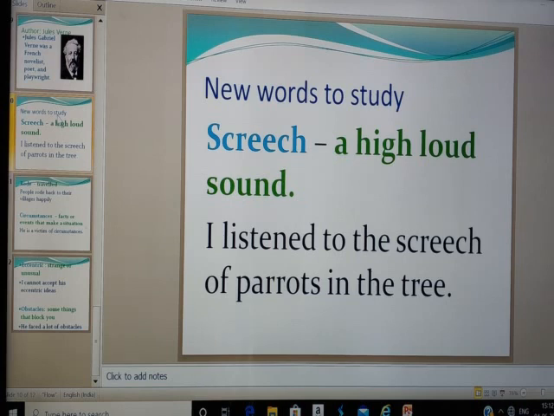Before winding up, let's see which all new words you have learned today. First one is screech, right? What is the meaning of screech? Screech means a high, loud sound. I have made a sentence with screech here. I listened to the screech of parrots in the tree.